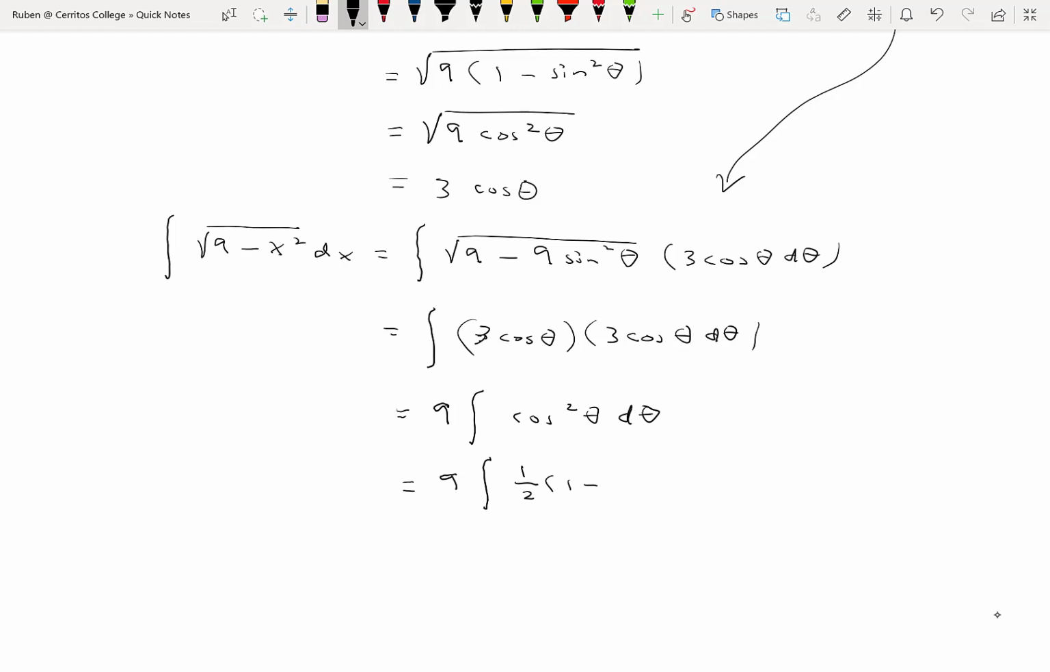So I'm going to do what's standard in that section. I'm going to use a power reducing formula for cosine squared. Cosine squared equals 1/2 times 1 plus cosine of 2 theta. So this is 9/2. 1/2 can be factored out. It's constant. Integral of 1 is theta. Integral of cosine of 2 theta is 1/2 sine 2 theta. And all this plus a constant.